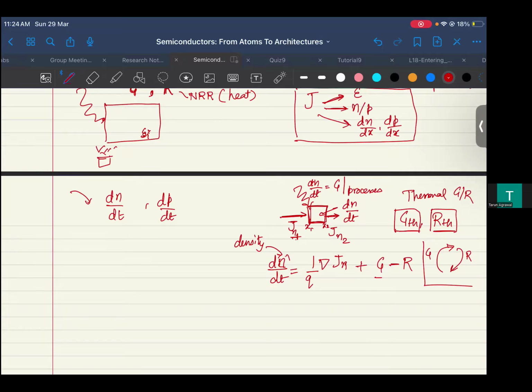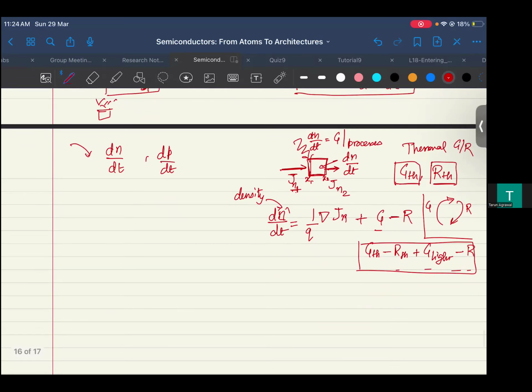Now this G and R, one can expand. They can say, okay, this G is through thermal, this G could be due to light. So all of this can be expanded in these terms because there are multiple processes coming in. Similarly, we could write a similar equation for holes also. It is the very same thing: how many holes are entering, how many are leaving.